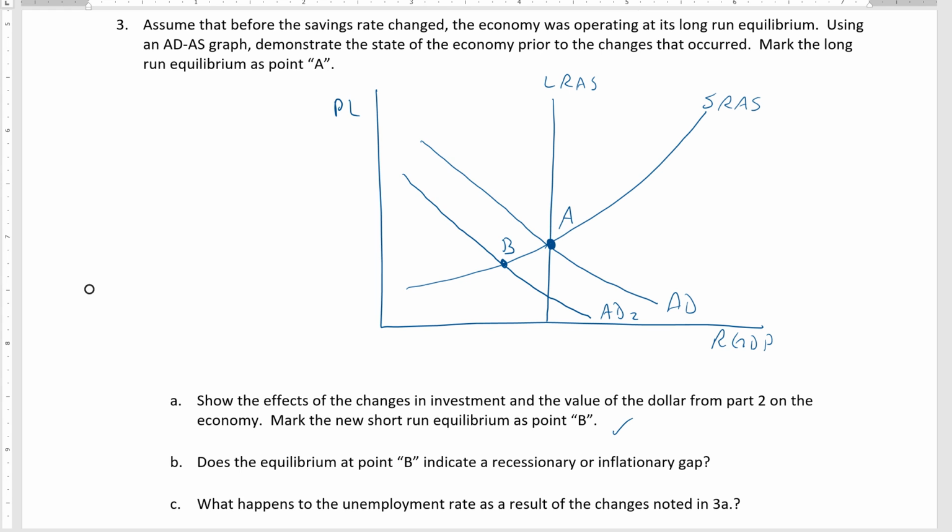Part B, does the equilibrium at point B indicate a recessionary or inflationary gap? So, because our output decreased from our full employment equilibrium, we would call that a recessionary gap.